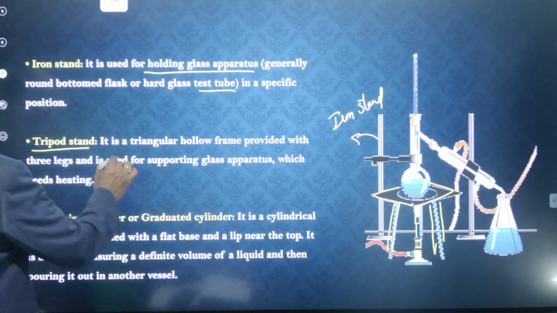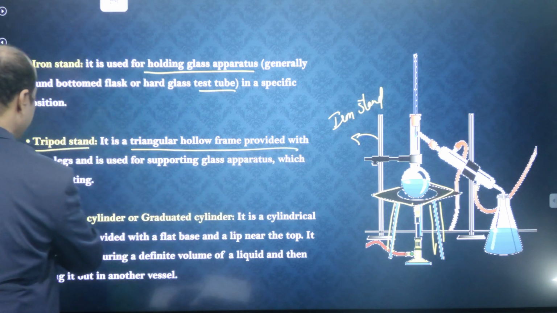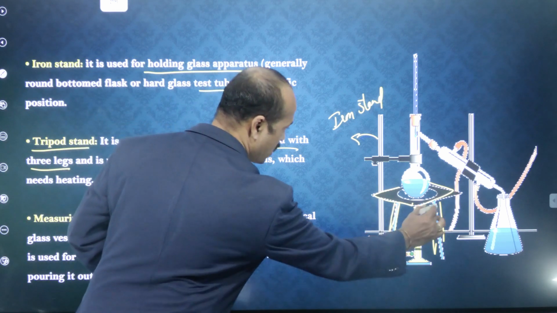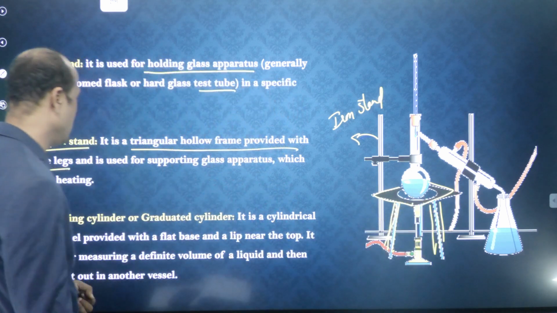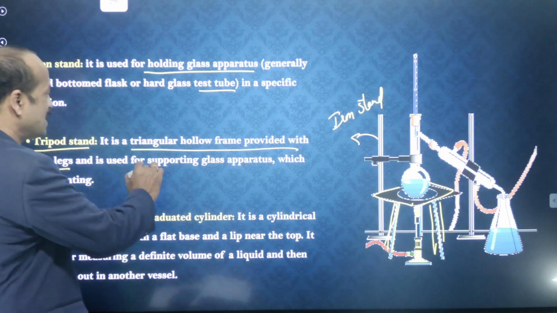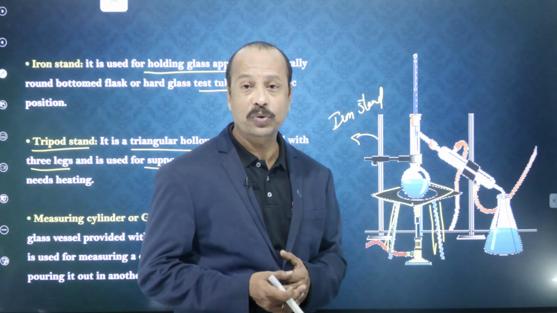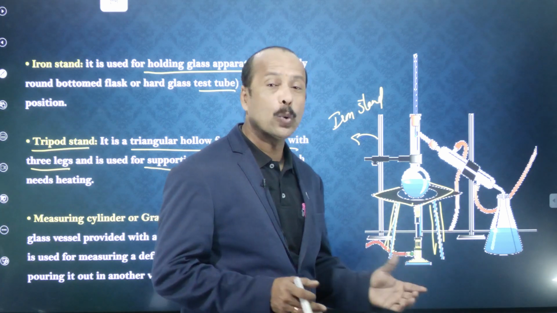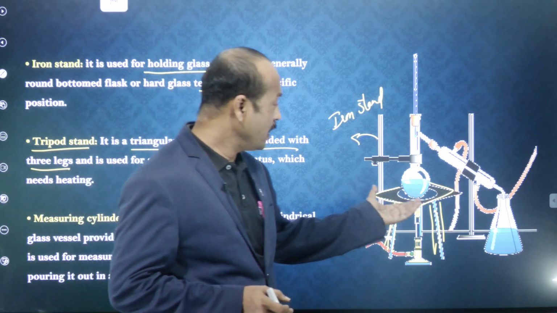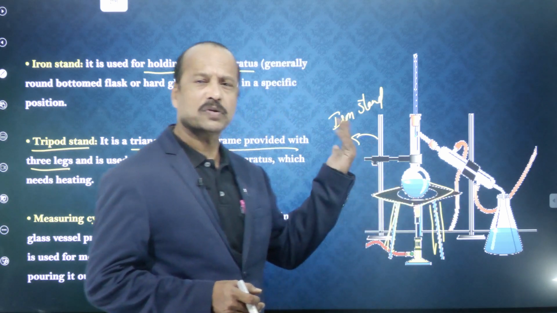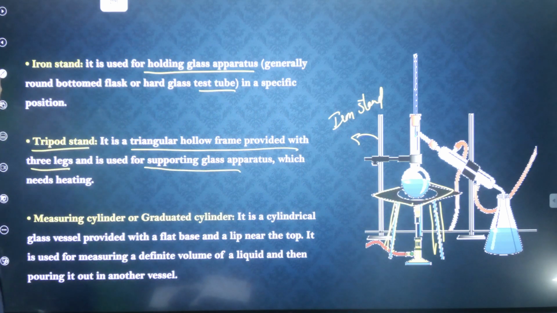So it's a triangular hollow frame provided with 3 legs. How many legs? 3 legs. 1, 2, and inside at the backside one is there. The 3 legs are used for supporting the glass apparatus which needs heating. Whenever we want to heat, we place it over the Bunsen burner, and then we place the round bottom flask. Whatever we want to heat, we can put there.